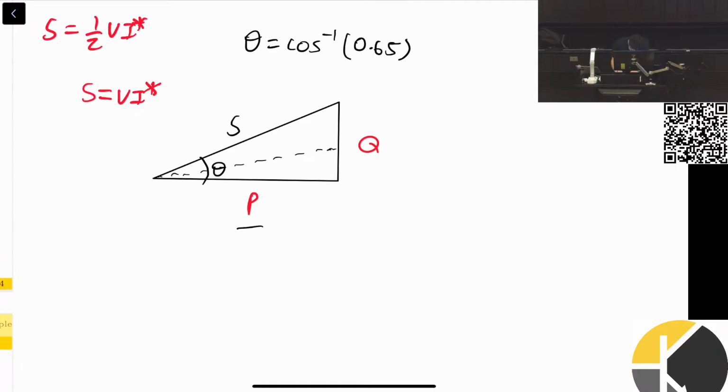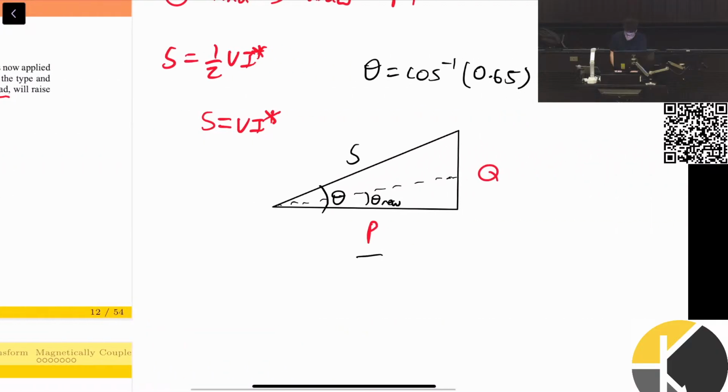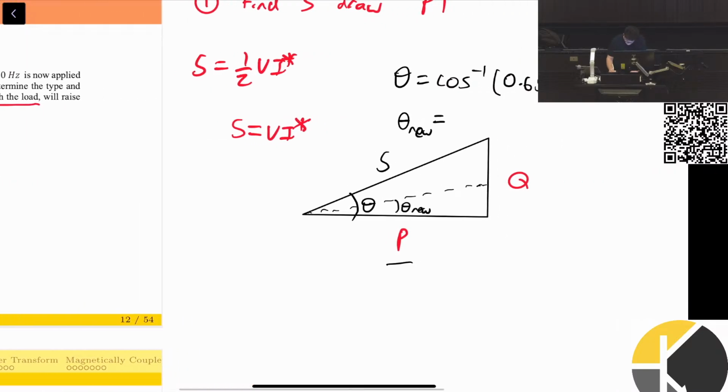What we're trying to get is this theta nu. They've actually given us what theta nu is. This is the other thing they've given us in the problem. Theta nu is equal to cosine inverse of 0.95. Now, isn't that interesting?